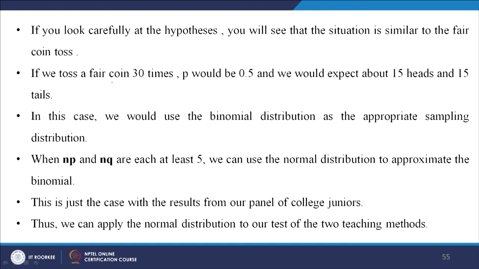So, if we toss a fair coin 30 times, p would be 0.5, the null hypothesis. And we would expect about 15 heads and 15 tails. That is my probability under the null hypothesis. In this case, we would use the binomial distribution as an appropriate sampling distribution, because it is only a yes or no.